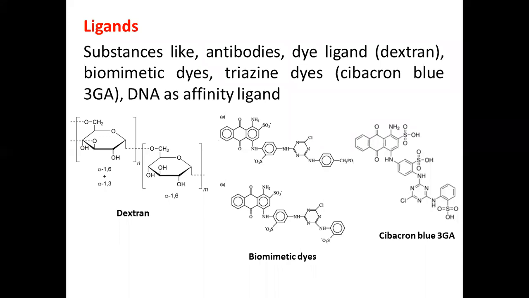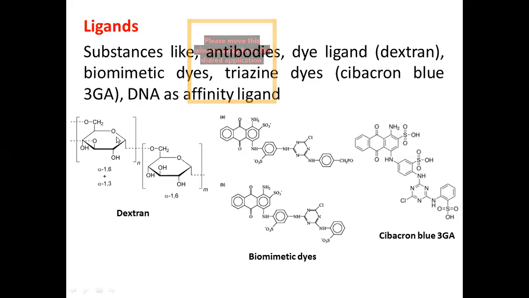Particularly substances like antibodies, dextran, triazine dyes, for example Cibacron Blue 3GA, DNA affinity ligands for the separation of DNA fractions or DNA transcriptions, and some biomimetic dyes, which are groups of proteins in the form of peptides. We can use them as ligands, provided they have maximum purity. So, as I told you, these ligands are also chemical components, and these chemical components have certain functional groups.